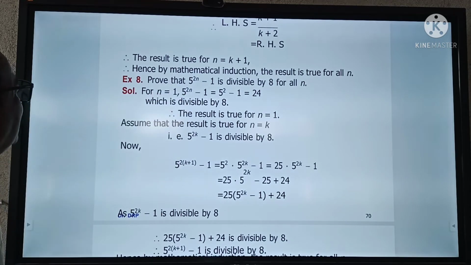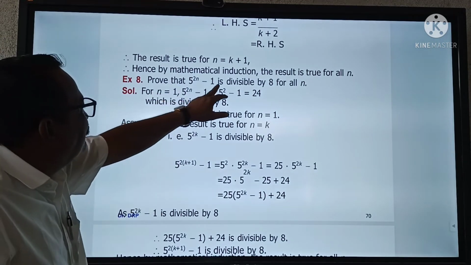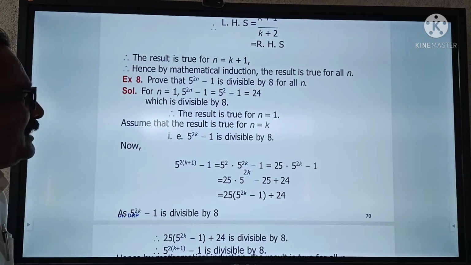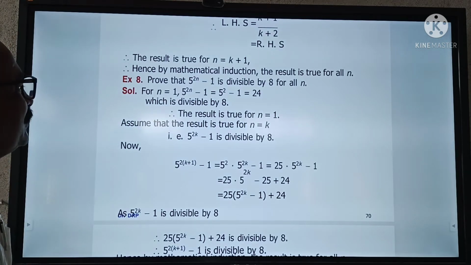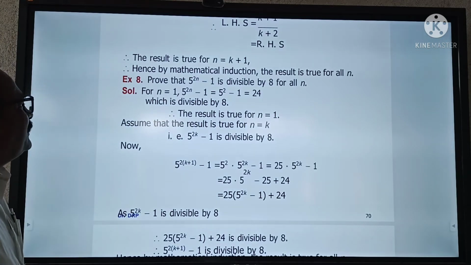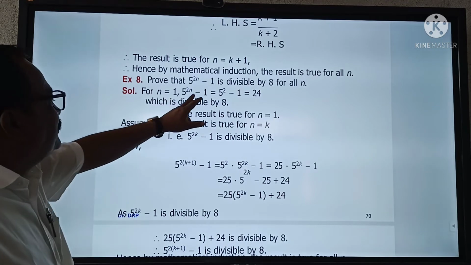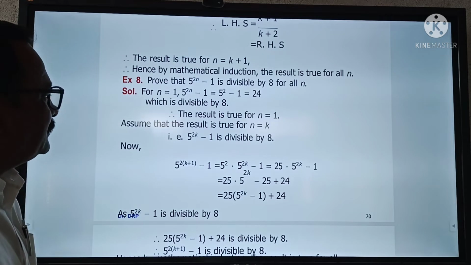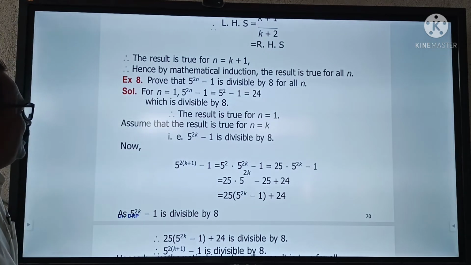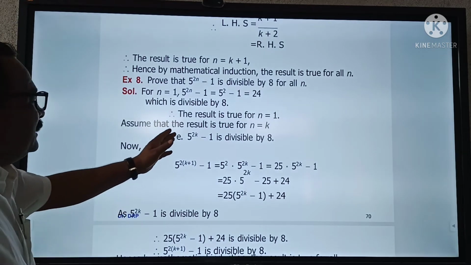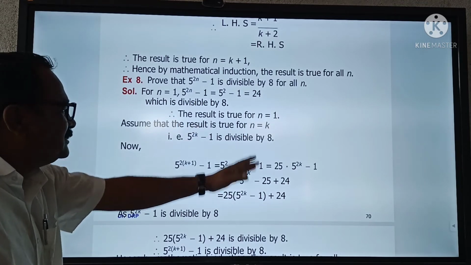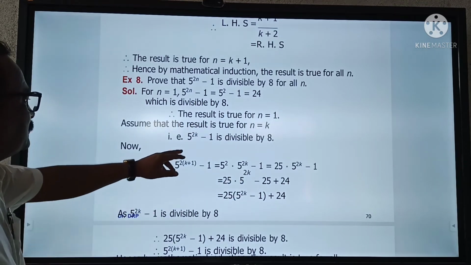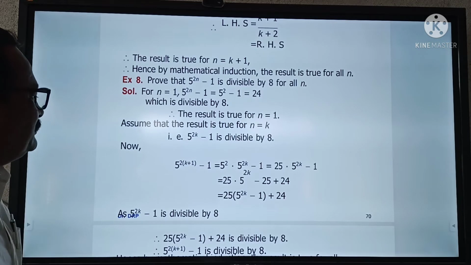One more example is prove that 5 raised to 2n minus 1 is divisible by 8. To prove that 8 divides it, for all n. So for n is equal to 1, the value of 5 raised to 2n minus 1 is 24. We know that 8 divides 24. So the result is true for n is 1. So assume the result is true for n is equal to k. So 5 raised to 2k minus 1 is divisible by 8.